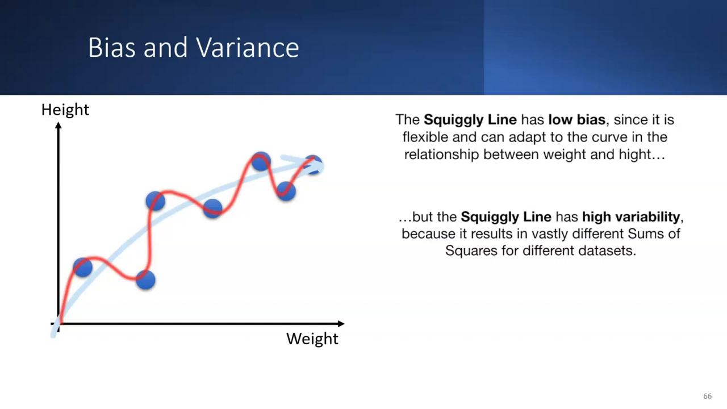The squiggly line has a low bias since it is flexible and can adapt to the curve in the relationship between the weight and height. But the squiggly line has high variability because it results in vastly different sums of squares for different data sets. So in this case, we can say that the straight line has more power.